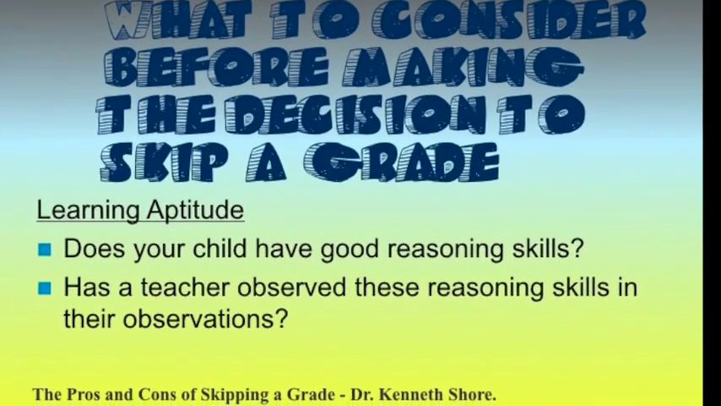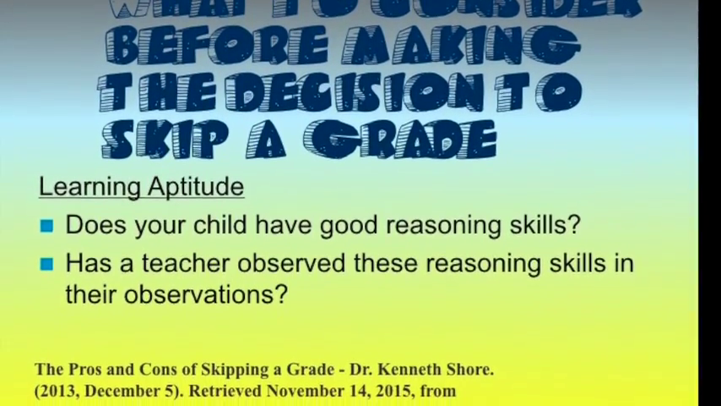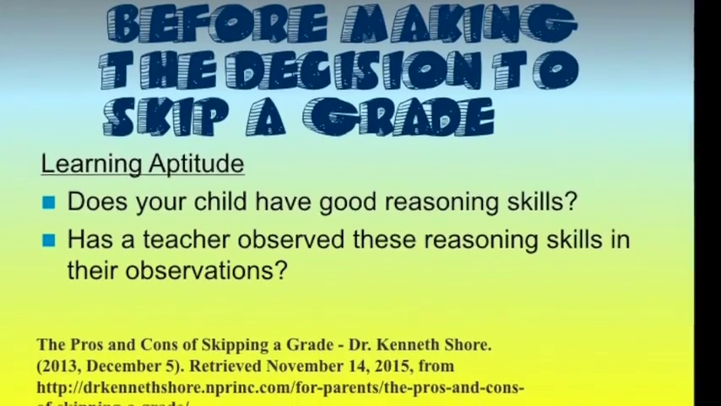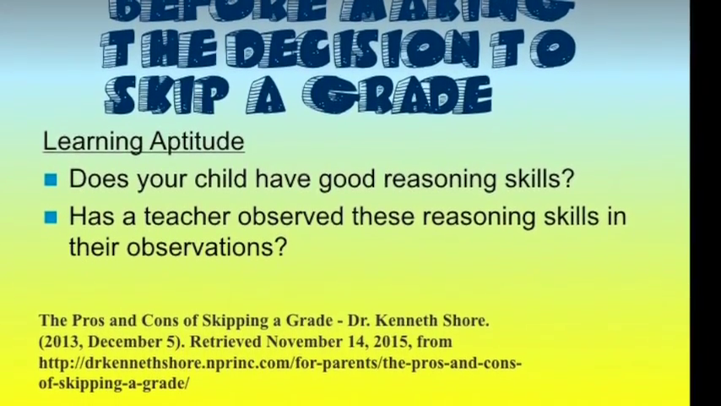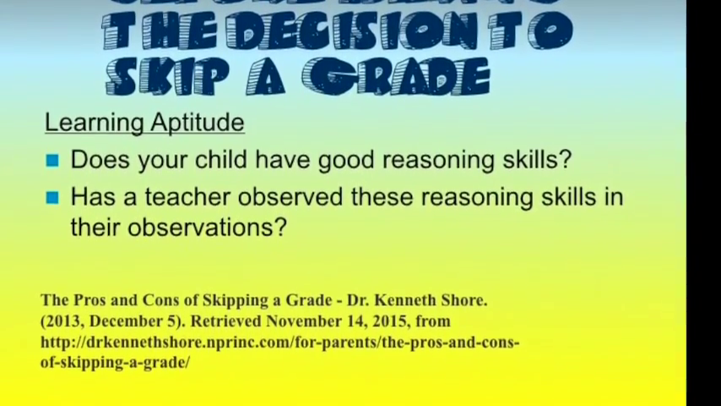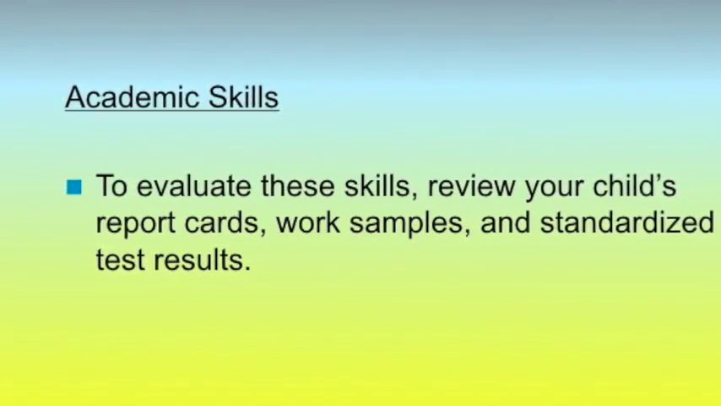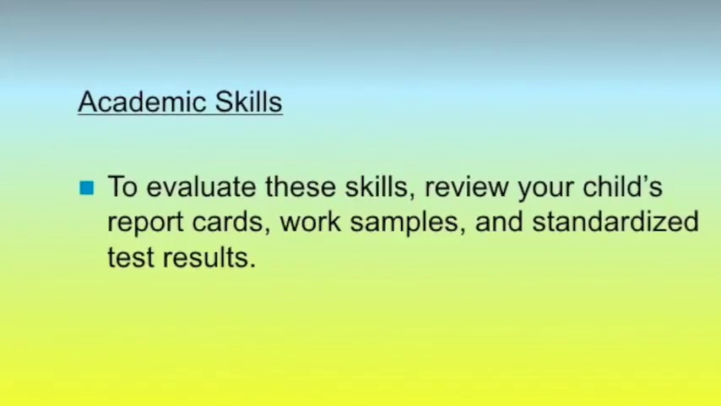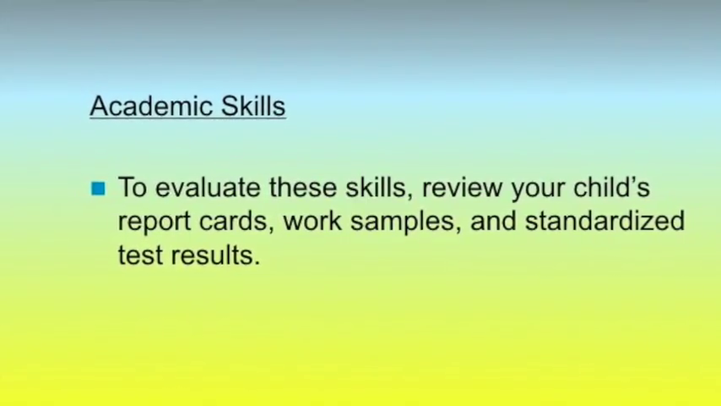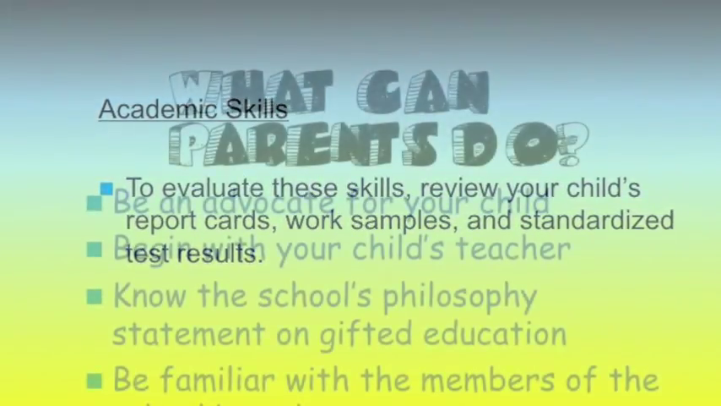So what are some of the considerations that parents should make before this decision to skip a grade? Number one is learning aptitude. Does your child have good reasoning skills? Has a teacher observed these reasoning skills and their academic skills? To evaluate them, review your child's report cards, work samples, and standardized test results.